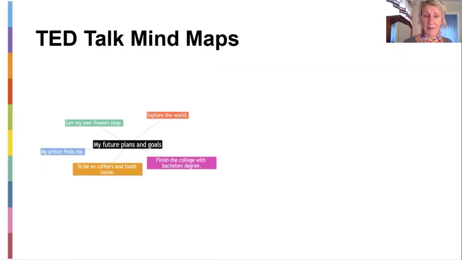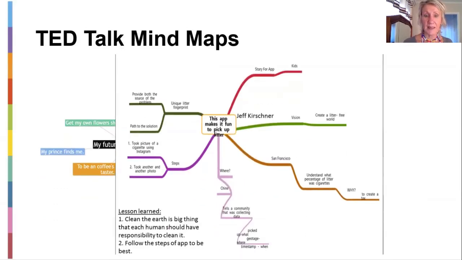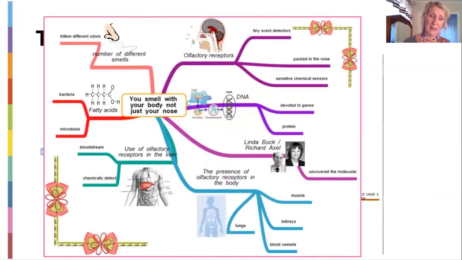Then you could do the mind map. You can see a very basic one, my future plans and goals. Here's one: this app makes it fun to pick up litter. It was a TED talk, conservation. And here's one: you smell with your body, not just with your nose. Okay, quite interesting. And this one did their mind map quite visually using Mind Map 3. Okay, we can use Poplet or lovely software to do mind maps.